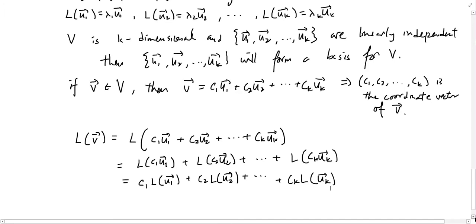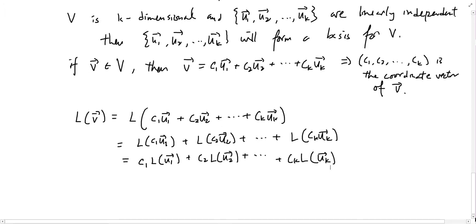Now here comes the important part, the beauty of using the eigenvectors as the basis. Now I can evaluate L of u1, L of u2, all the way to L of uk relatively easily, because u1, u2 to uk are all eigenvectors of L. And therefore, the property of an eigenvector of L is that when I plug it into L, it just becomes a multiple. So this becomes c1 lambda 1 vector u1 plus c2 lambda 2 vector u2 plus dot dot dot plus c sub k lambda k vector u sub k.